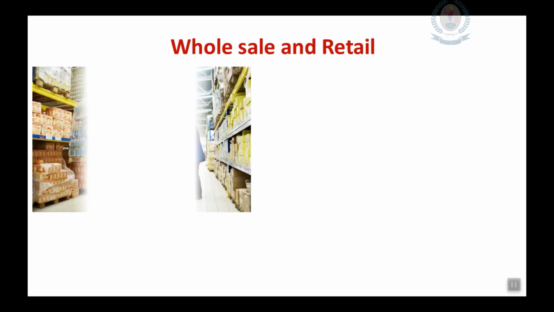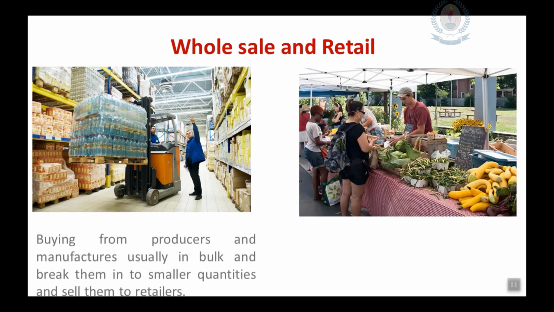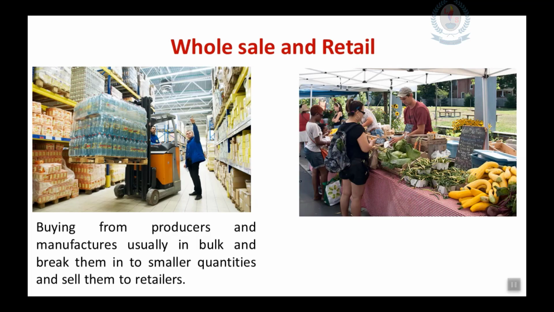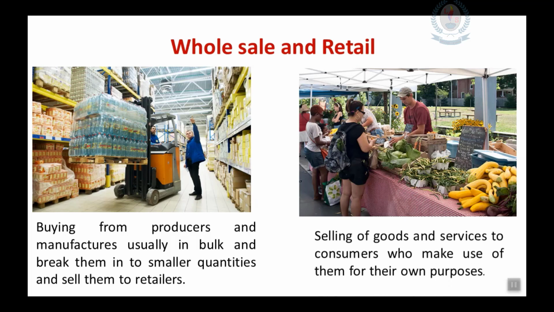Then home trade can be divided into two parts: wholesale and retail. What is wholesale? Buying from producers and manufacturers, usually in bulk, and breaking them into smaller quantities and selling them to retailers. What is retail? Selling of goods and services to consumers who make use of them for their own purposes.